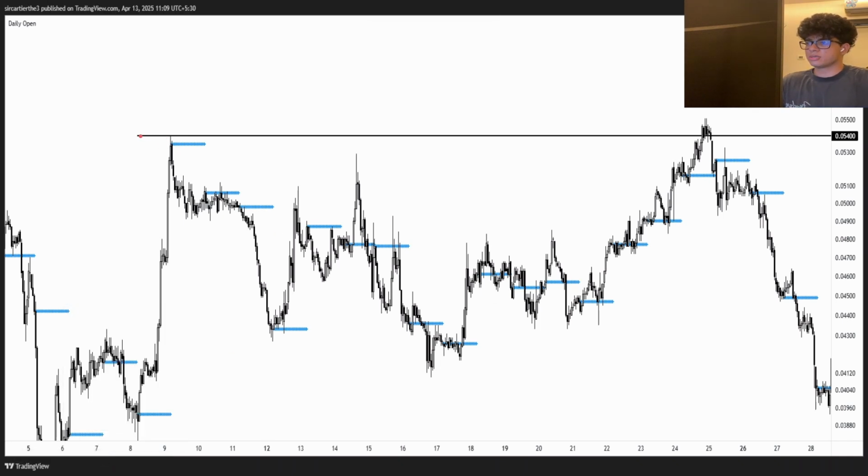As you can see here, the black line is resistance and the blue lines are daily opens, right? So when price reaches this area, we're going to look for shorts because this is resistance. As expected, price goes up, then comes down. Price goes up, then price comes down, right? Now what happens is, look at this daily open, the blue one. Price comes here, then goes down, and then daily opens here and it goes down, right? That means this is acting as resistance.